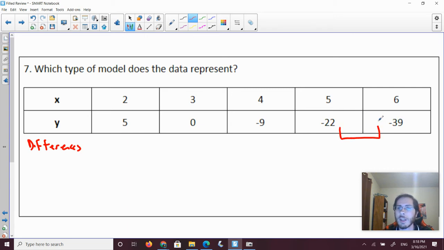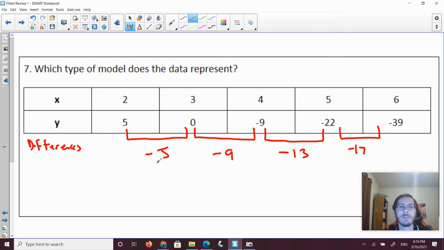So we're going to do negative 39 minus negative 22. So that's going to be negative 17. All right, then we got to do negative 22 minus negative 9. So if we do that, we're going to get negative 13. We're working on it. All right, then we got to do negative 9 minus 0. Okay, that's negative 9. And then 0 minus 5. So 0 minus 5 is negative 5.